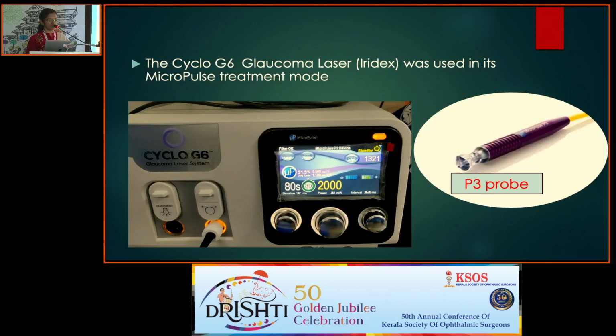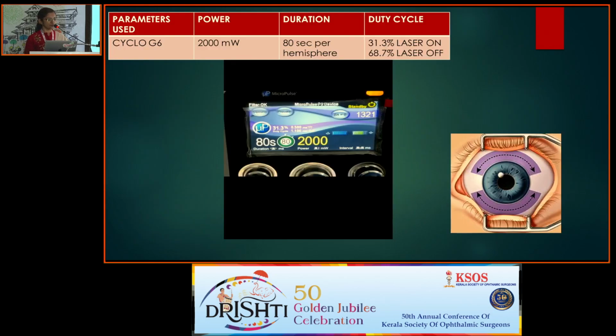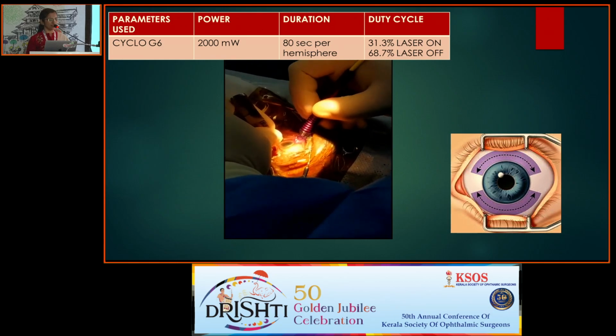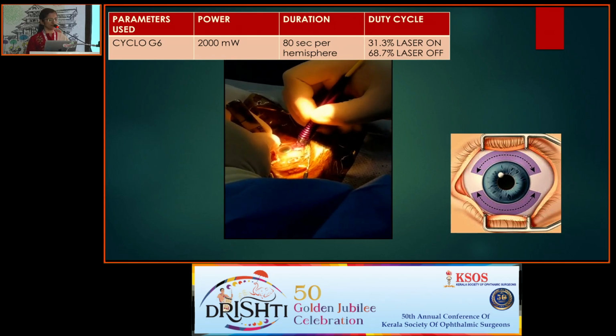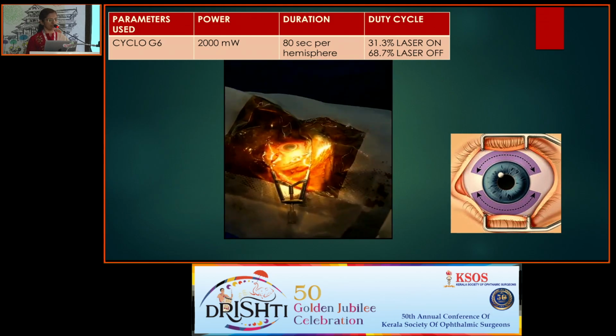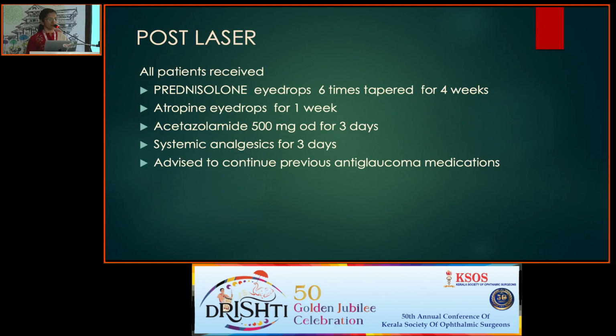The Cyclo G6 glaucoma laser system by Iridex was used in its micropulse treatment mode at a power of 2000 milliwatts, with 80 seconds per hemisphere and a duty cycle of 31.3. It was given in a sweeping motion over the superior and inferior quadrants, avoiding the 3 o'clock and 9 o'clock areas. All the patients post-laser received topical prednisolone, atropine, systemic analgesics, and were advised to continue the previous anti-glaucoma medications.